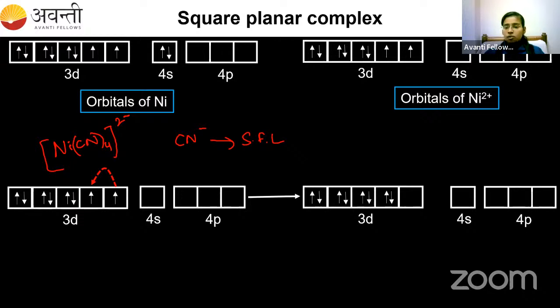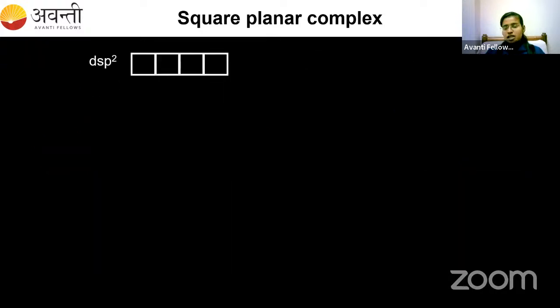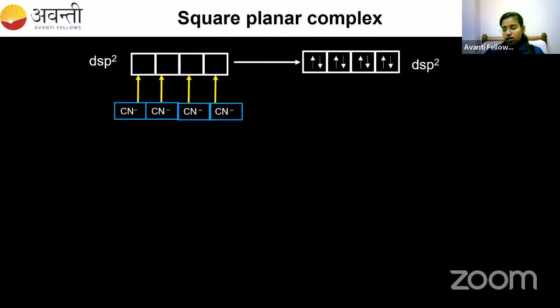Now one d orbital is empty, one s orbital is empty, and 3 p orbitals are empty. So now these 4 ligands, what will they do? They will come and occupy the hybridized orbitals. So 4 orbitals will intermix with each other: d, s and p2 will intermix and give dsp2 hybridized orbitals. To these 4 dsp2 hybridized orbitals, the 4 CN- ligands will come and form the bond, leading to this configuration. So the hybridization for the nickel tetracyanido complex is dsp2, and the geometry is square planar. If it is dsp2, the geometry is square planar.